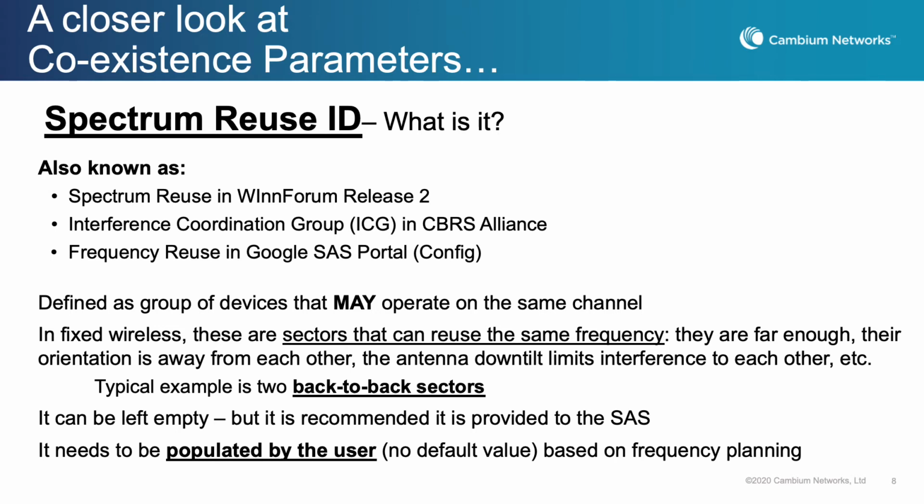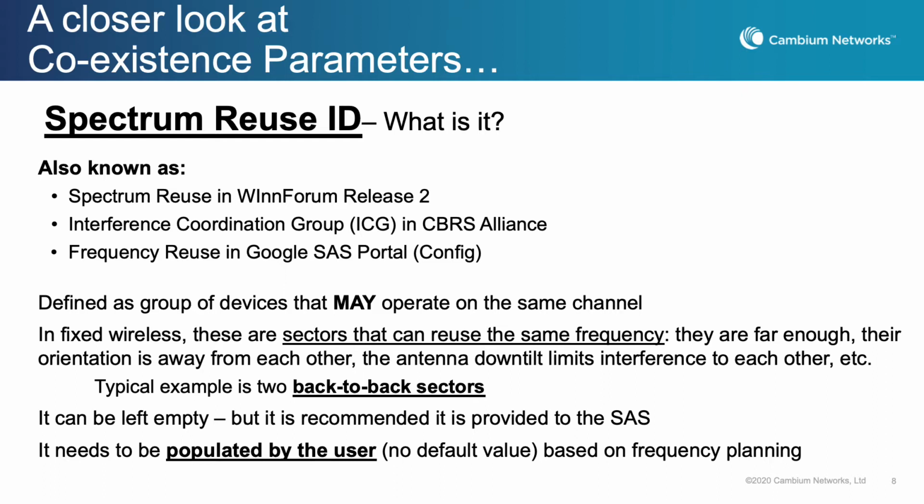Let's now talk about the second coexistence parameter, the spectrum reuse ID. This is also known as spectrum reuse in WinForum Release 2, Interference Coordination Group, or ICG, in CBRS Alliance, and frequency reuse in the Google SaaS portal in the configuration page. The definition of spectrum reuse ID is a group of devices that may be on the same channel, but they don't necessarily have to be on the same channel.